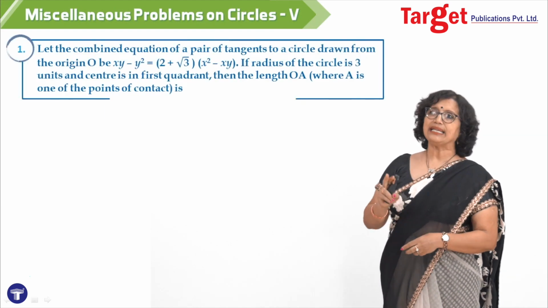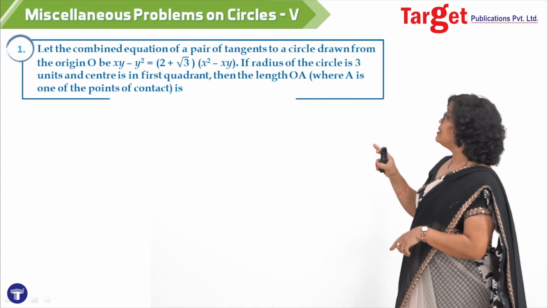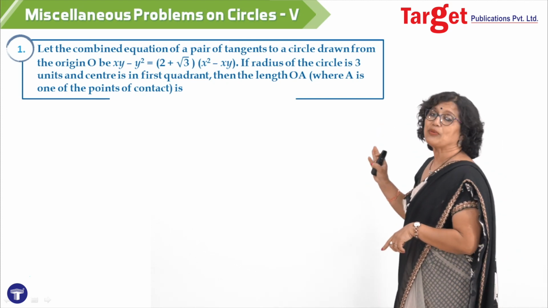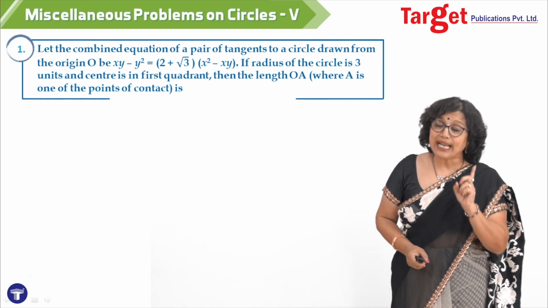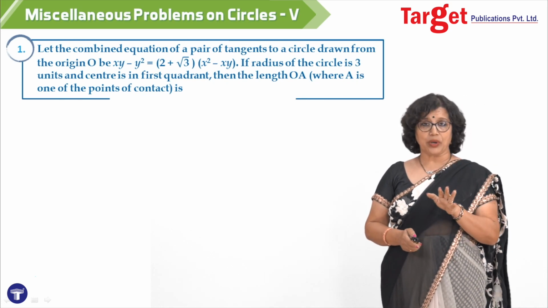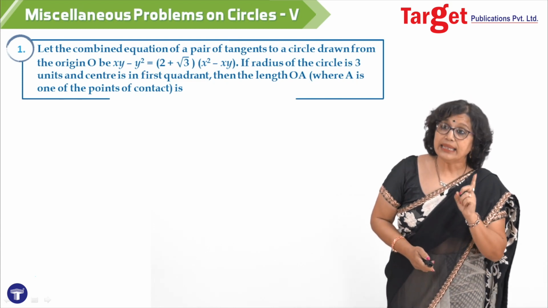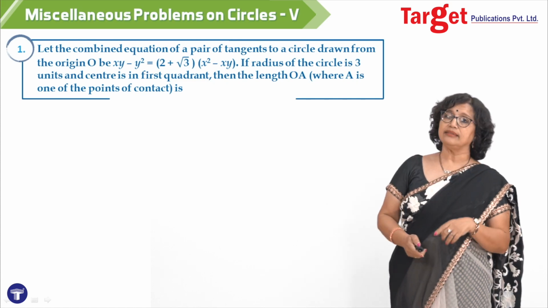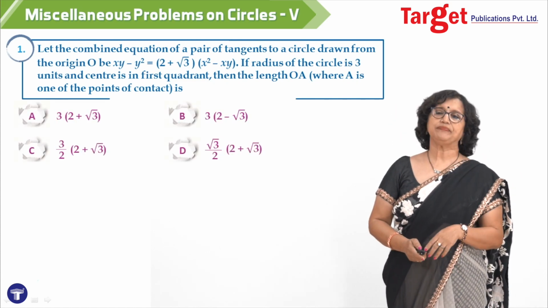The first one is: let the combined equation of a pair of tangents to a circle drawn from the origin O be xy minus y square equal to 2 plus root 3 into x square minus xy. If the radius of the circle is 3 units, and the center is in the first quadrant, these conditions you will have to keep in mind to proceed. Then the length OA, where A is one of the points of contact, is. And then 4 options, we have to pick up the right one.